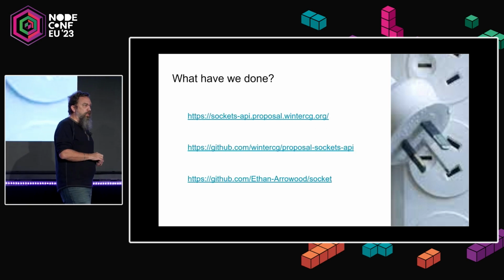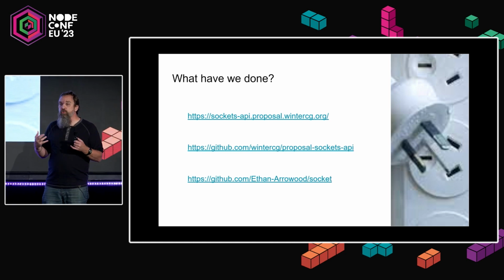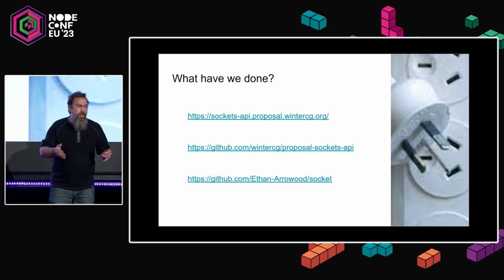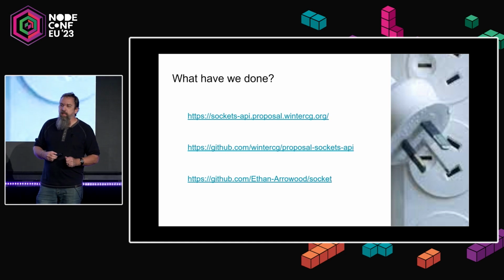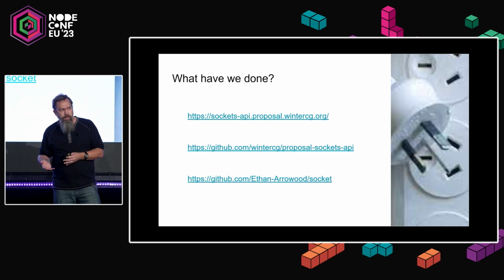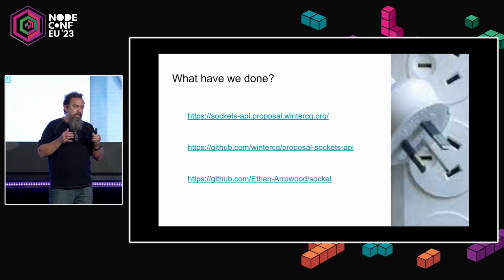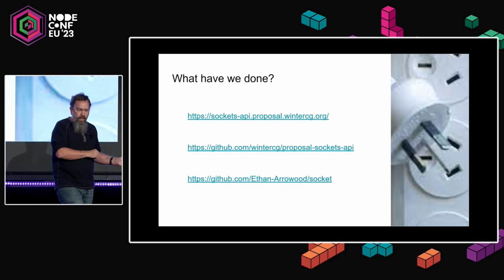So what have we done? We have a new socket API proposal that is being incubated within WinterCG. This started with an implementation in Cloudflare Workers. So, I said, we don't want a 4th API. Well, we created a 4th API. The hope, though, is that we've done this in a way that the other runtimes can implement, right? And they can do so in a very consistent, clear, standards-based way, right?